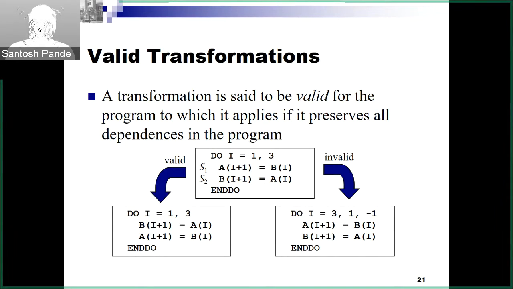So again, we'll try to keep this simple. We have a do loop 1, 2, 3, and we have two statements. You can see that they are referencing A as a write set and B as the read set in the first one, and the reverse in the second one: B as the write set and A as the read set.